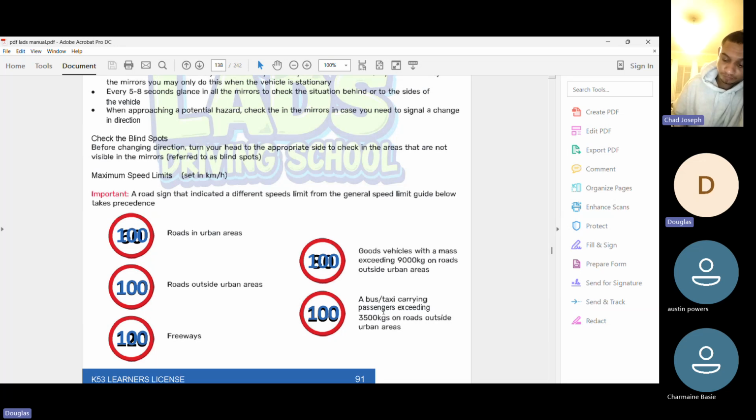Then if you're a taxi, outside an urban area, the speed limit is 100. There are no taxis that have a speed limit of 120. So for most of them, the speed limit is 100. Okay, as we continue.